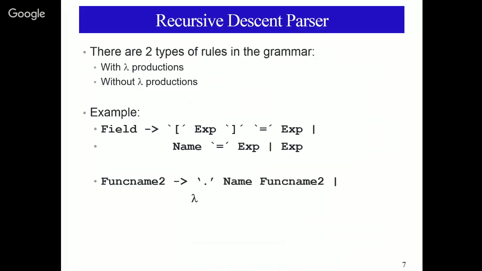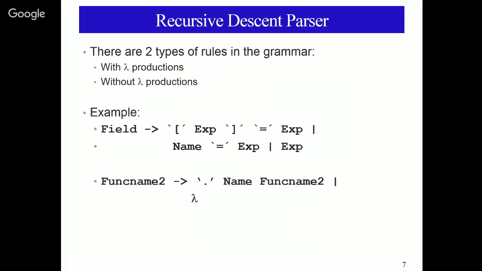For recursive descent parsers, every single rule becomes a function, a bool function. So field is a bool function, and func name 2 is a bool function. What is it going to return? True or false? Did I match a field? Did I see a func name 2? Yes or no? True or false? That's what the parser is doing.